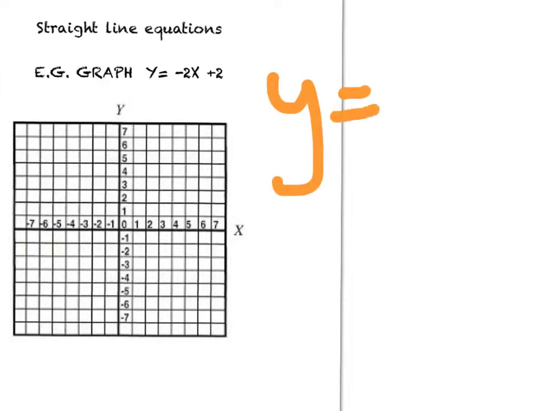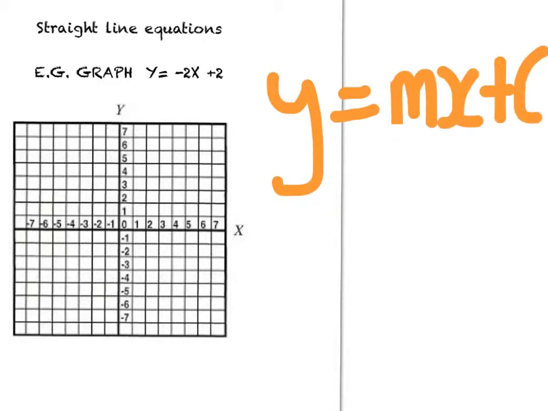y equals mx plus c. Okay, and if you think back, y is just the y point, the y coordinate. m is the gradient of the line. This could be a positive gradient or it could be a negative gradient. c is the y-intercept, so in other words, where that line crosses the y-axis.